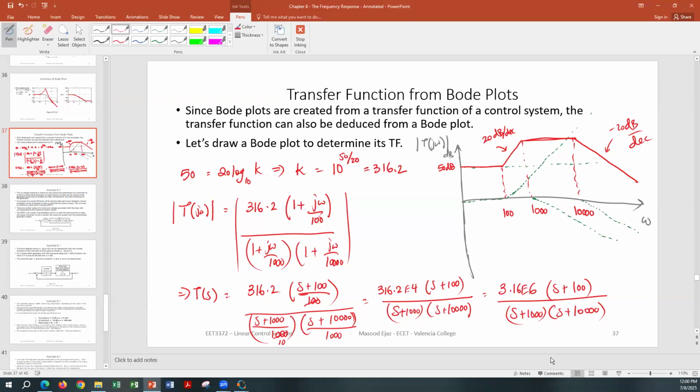Question? Any question about this? Yes. Poles are the ones going down, in the denominator, and zeros are the ones in the numerator, which is the 20 decibel per decade going up. That's the zero, and negative 20 is the one going down. Those are the poles. Yeah.